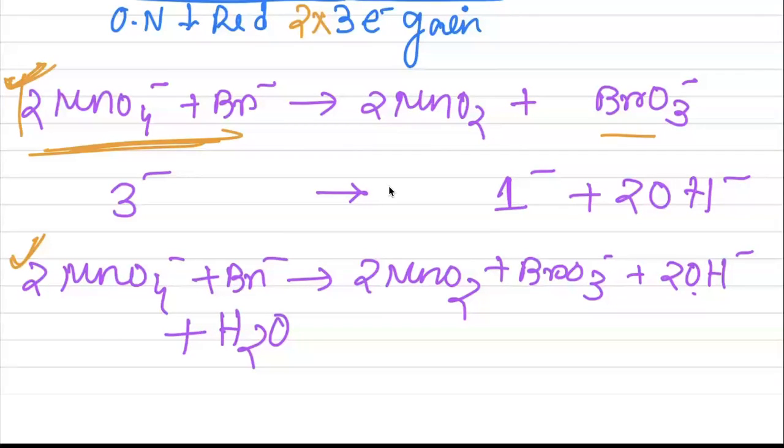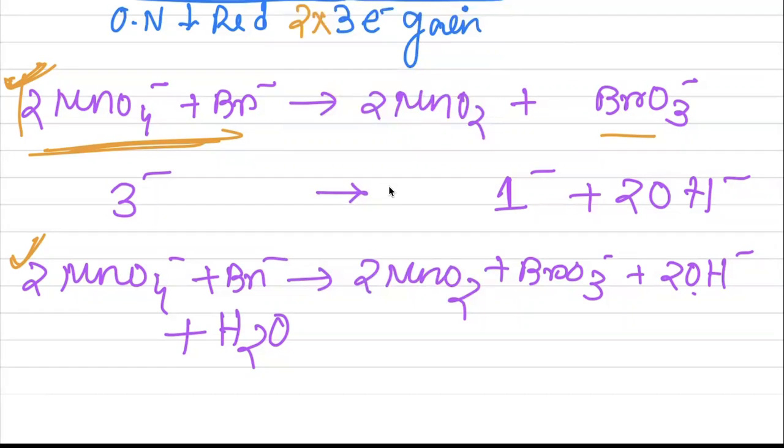Yes or no? Yes, miss. So in the reactant side, 3 negative charge, in the product side, 1 negative charge. Now we have to balance the charge. As the reaction is taking place in basic medium, we can add OH minus. Here is 1 negative charge. If I add 2 more OH minus, both sides will be 3 negative charge. Then the charge will be balanced. That's why I have added 2 OH minus.